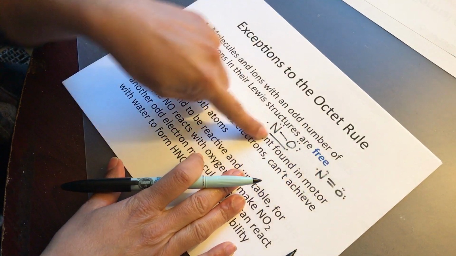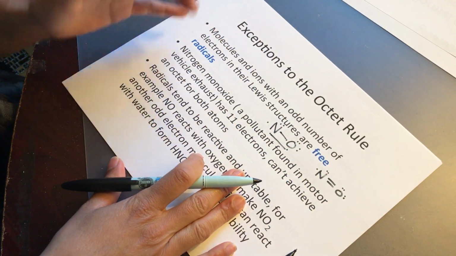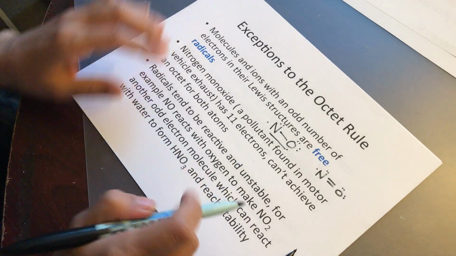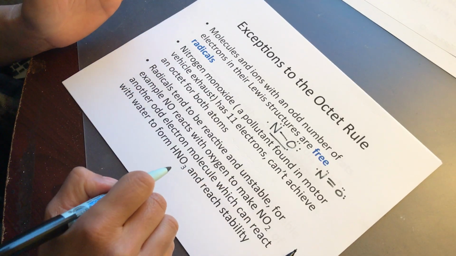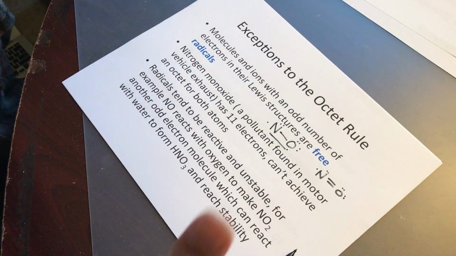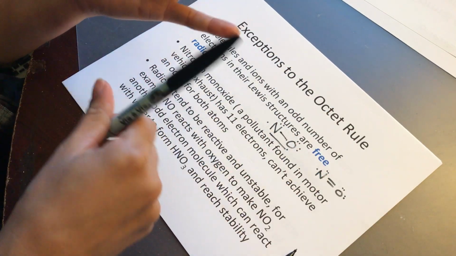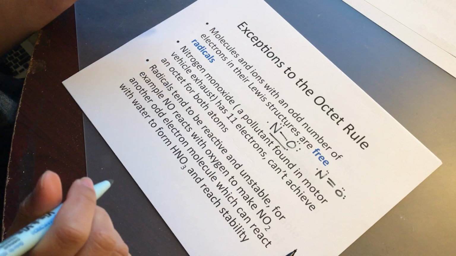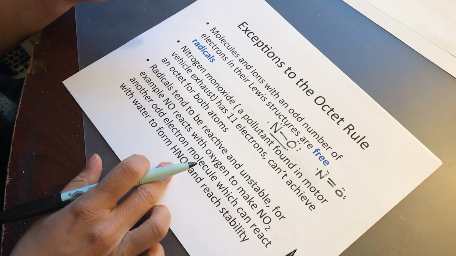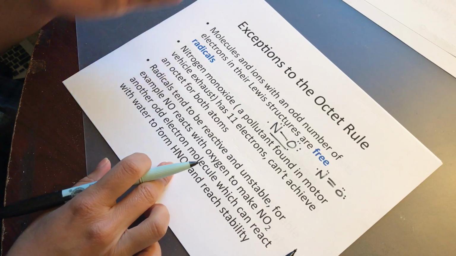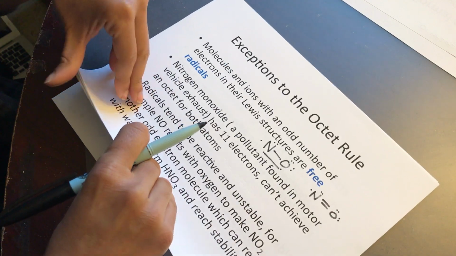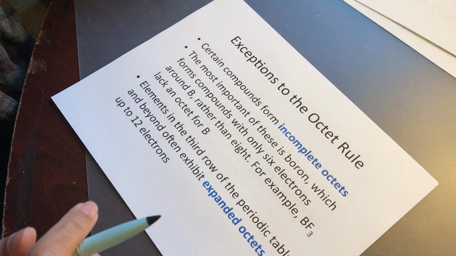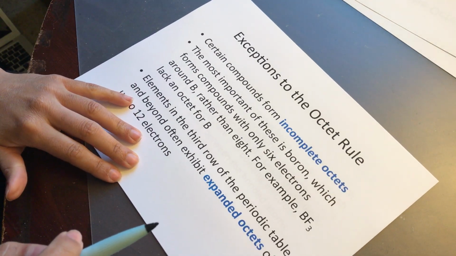So what nitrogen monoxide does, it constantly reacts with oxygen to make nitrogen dioxide, which will then react with water to make nitric acid. So basically a chain of reactions happen with the surroundings, knowing that there's water and oxygen constantly in the atmosphere, to make nitric acid, which is a stable compound satisfying the octet. Now, the other two exceptions are the incomplete octets and expanded octets.